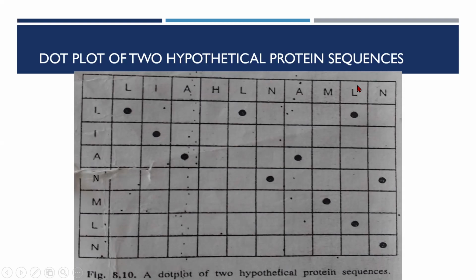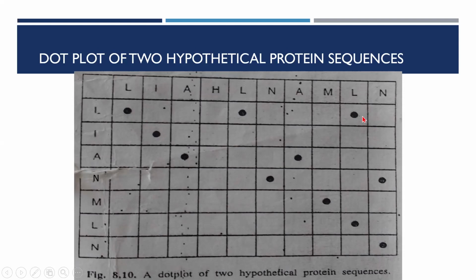Once you take these two sequences on the x-axis and y-axis, you place a dot if the characters of the two sequences match. For example, here one sequence is LIAHLNAMLN, whereas the other sequence is LIANMLN. Here L and L is a match, so a dot is placed here. And here there is no match, all mismatches. Again you find a match here, L to L, another dot.